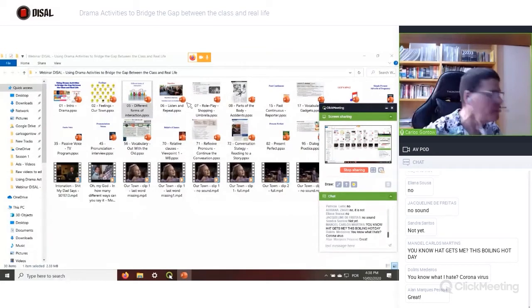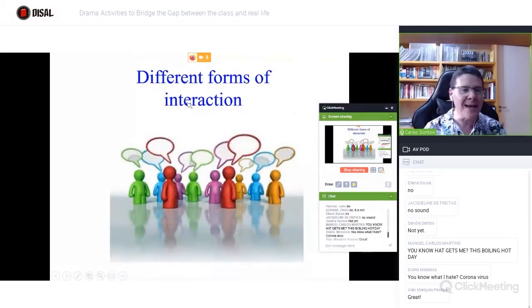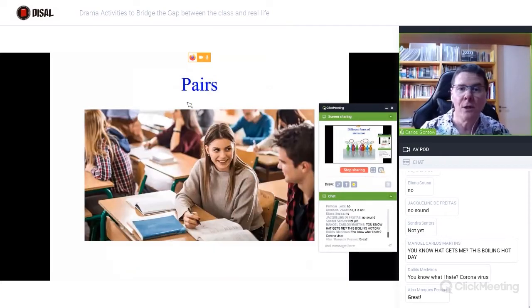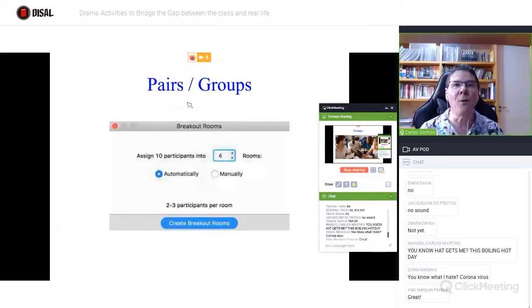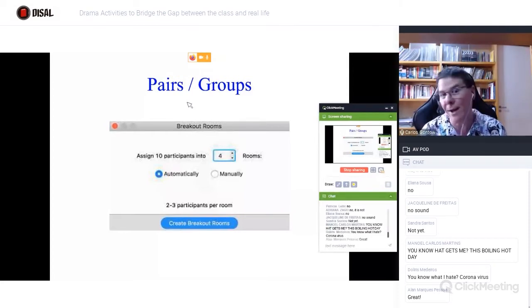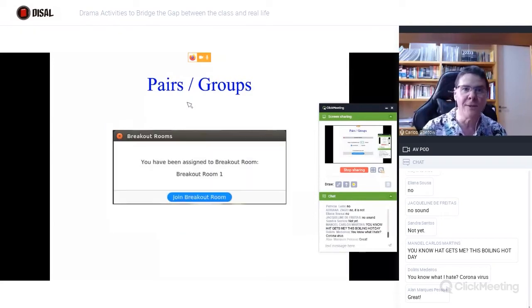Let's move on. You know that in a class, we have many different forms of interaction. Students work in pairs. They work in groups. If you're teaching in a face-to-face class, they can do work like this. If you're working online, you can still have students work in pairs or in groups. If you use Zoom, for example, you can use breakout rooms, and students can work in pairs, okay?